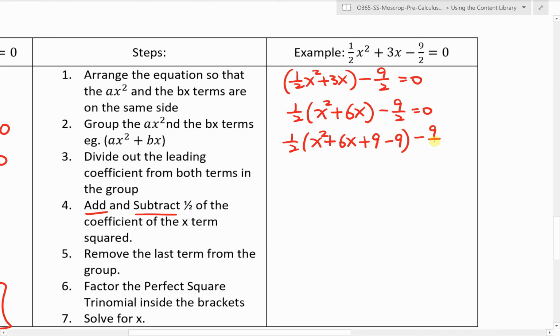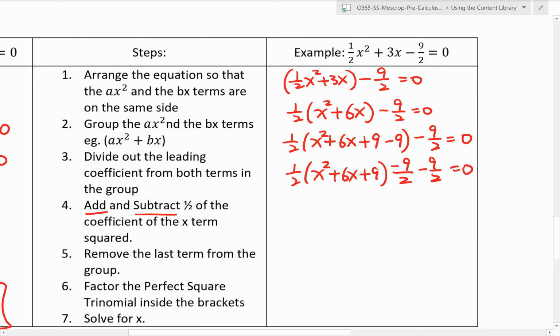We still have the minus 9 over 2 here. We are going to move this negative 9, the last term, outside of the bracket. So we need to multiply that by the leading coefficient outside, which is 1/2. So 1/2 times negative 9 is negative 9 over 2.